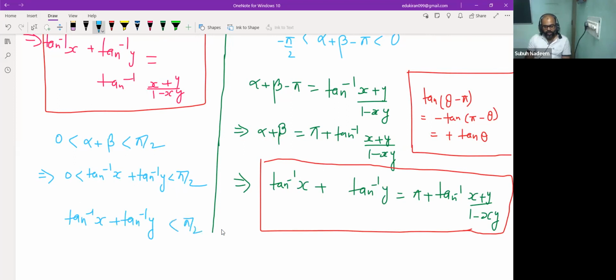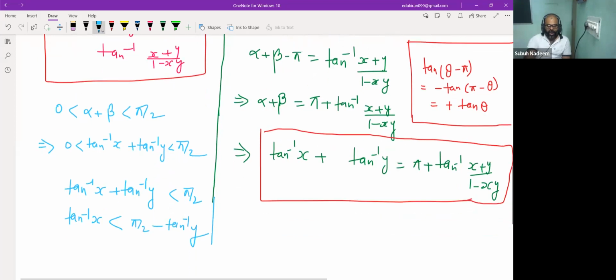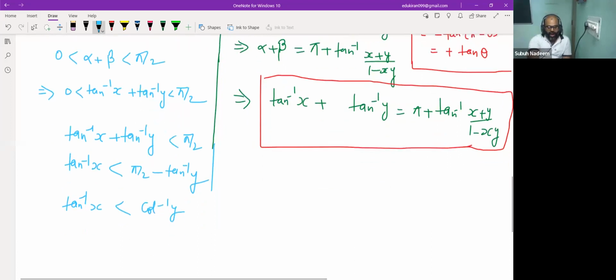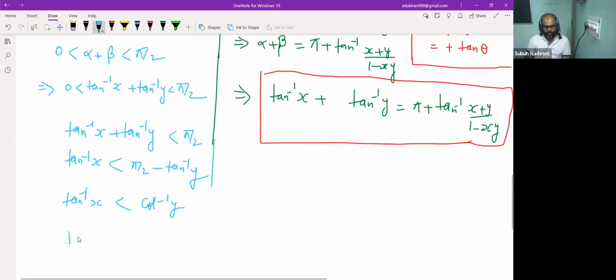Now this condition, how to deal with it? We will write tan inverse of x less than pi by 2 minus tan inverse of y. And we have done the property that pi by 2 minus tan inverse of y is cot inverse y. And further, we have also done the property that cot inverse of y is tan inverse of 1 by y if y is a positive quantity.